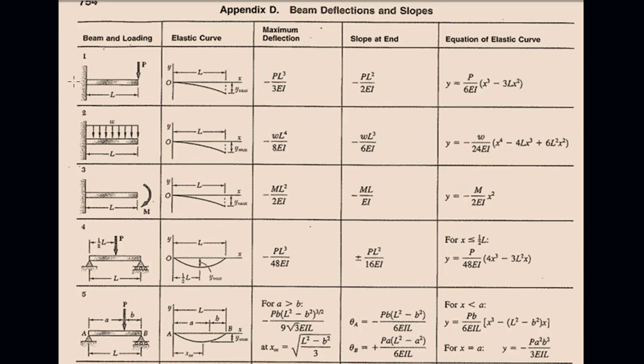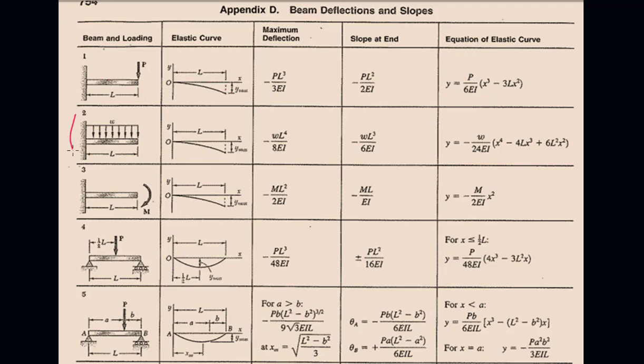Here we have a cantilevered beam with a concentrated load acting at the end. It shows us what the elastic curve looks like and where Y max is located. This would be Y max. This would be the slope at the end, which would be out here. And this is the equation for the deflection if you wanted Y at some specific spot other than at the end. So if you wanted to know it right here.